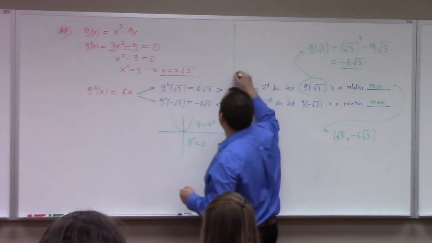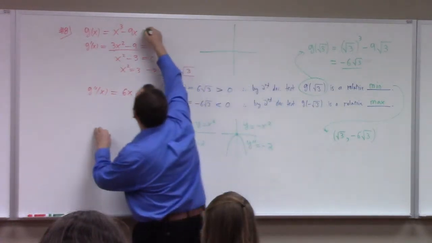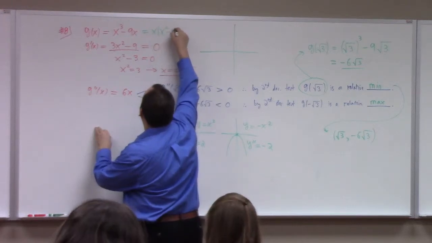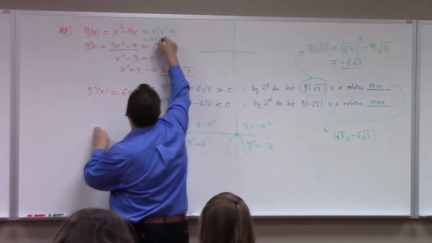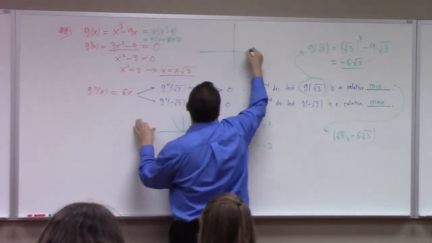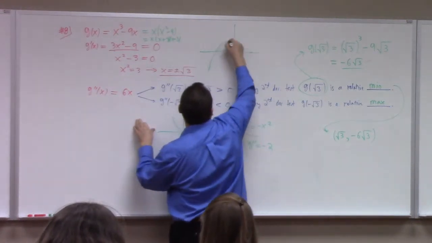What it is, guys, is this thing is x times (x squared minus 9), which is x times (x plus 3) times (x minus 3). So I can cheat and tell you that this has zeros here, here, and here. And what it's looking like is this.